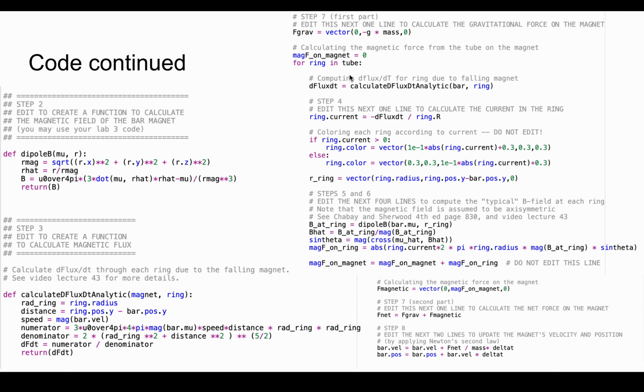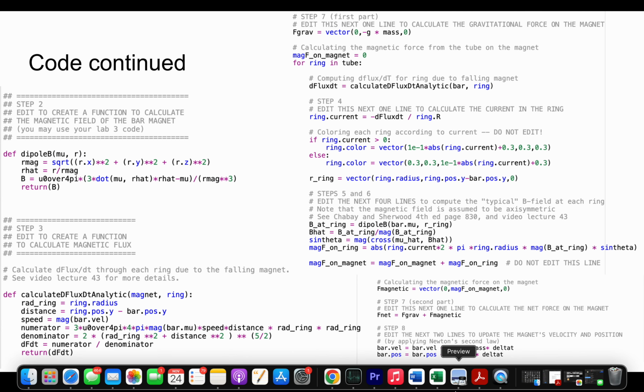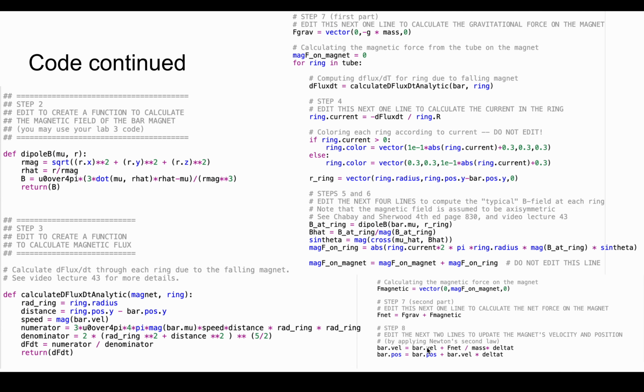You have the flux calculations. And this is just the B field of the rings. And so this sine theta is just for calculating cross product. And yeah, this is just the net force. It's the gravity force plus the magnetic force. Yeah, and so this is just the magnetic velocity. This just comes from the initial equations, like position equations and velocity equations, derivatives of Newton's second law.